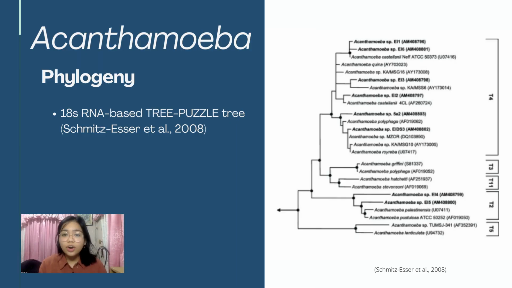This 18S RNA-based phylogenetic tree by Schmitz et al. in 2008 found out that most clinical and environmental isolates belong to the morphological group 2 and the genotype T4. Through restriction fragment length polymorphism, or RFLP, it was discovered that almost all clinical isolates, including one from a granulomatous amoebic encephalitis, belong to the genotype T4. Several of the environmental isolates were observed to have belonged to the genotype T4 as well.